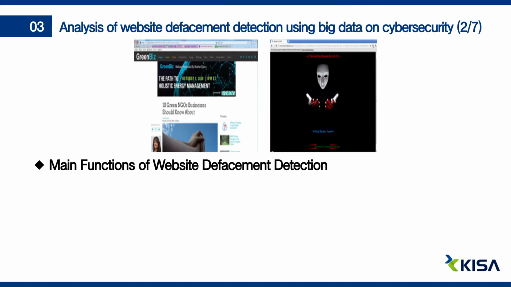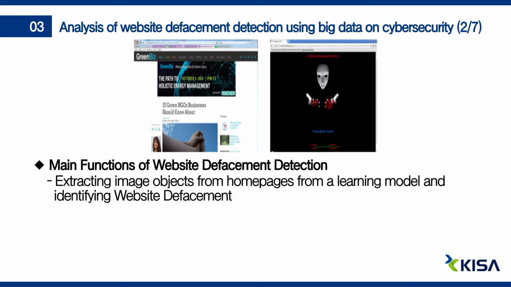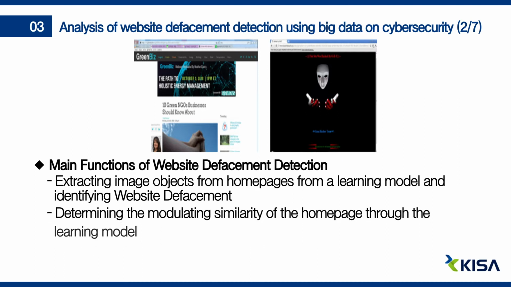The goal of machine learning-based website defacement detection is to automatically identify the hacking of collected websites through an intelligent web crawler. This detection system forwards identification results to the control center. The first function extracts image objects from websites using a learning model and identifies website defacement. The second function determines the modulating similarities of the website through the learning model.